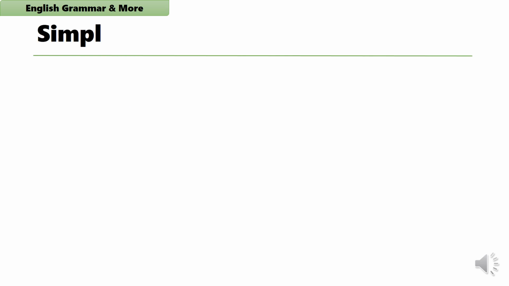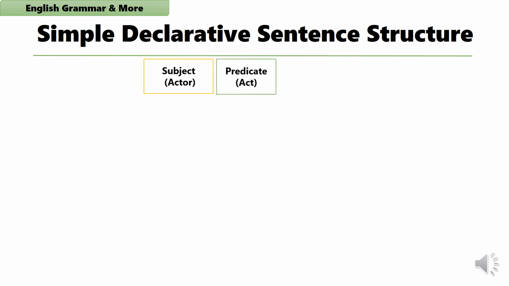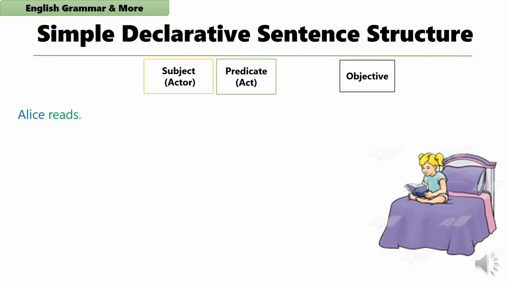In simple declarative sentences, as I said earlier, first we need subject and predicate. For example, Alice reads. Here Alice is subject and reads is predicate. In such sentences, we may also need to talk about objective. In that case, we'll put objective right after predicate. For example, Alice reads a book. Here a book is objective.